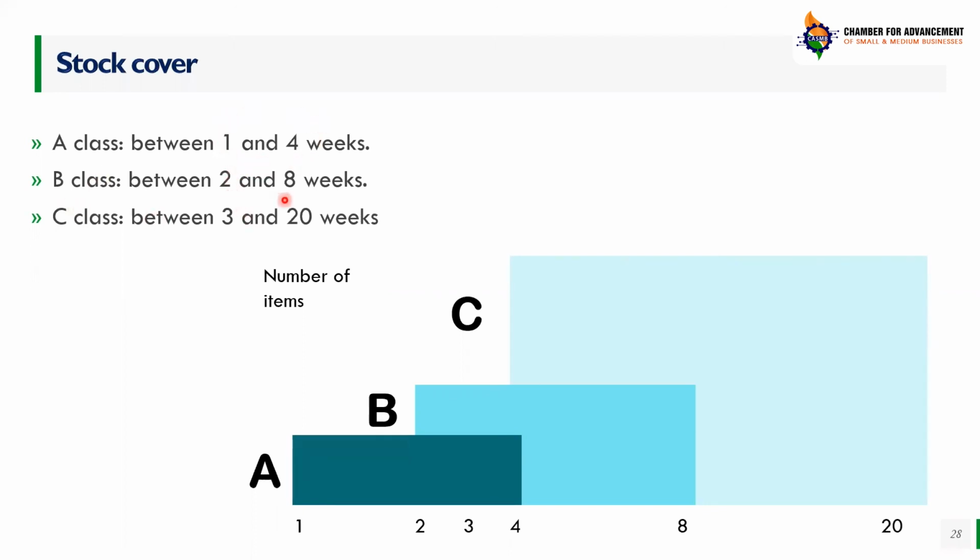Class B, 2 to 4 weeks is okay. Class C, 3 to 20 weeks. Since class C items are less expensive, lesser cost is associated with class C, just 10% of the annual turnover. So we can have class C items in stock for a longer period of time, because not much cost is associated with the class C items.